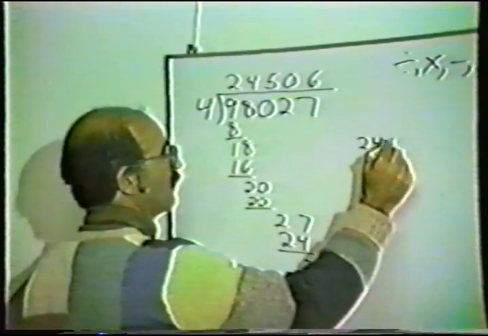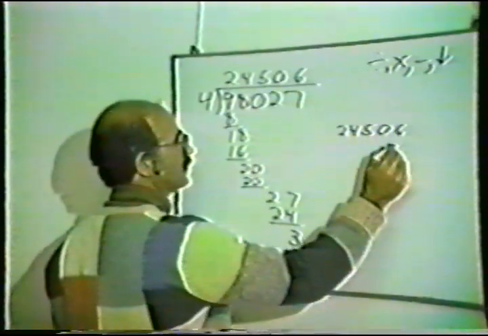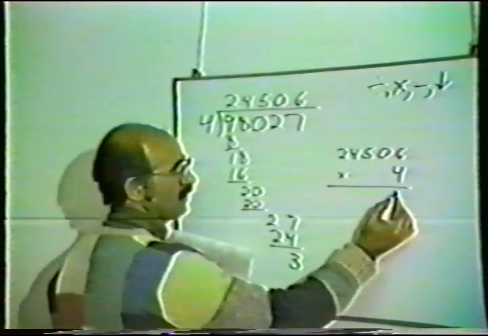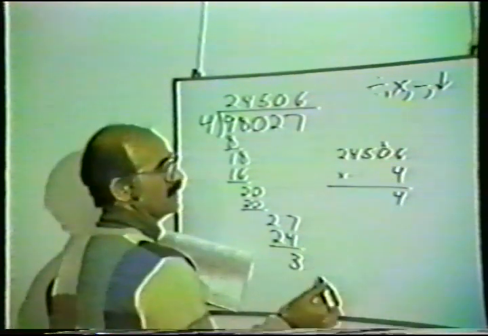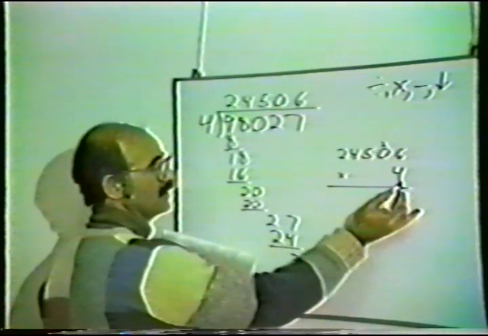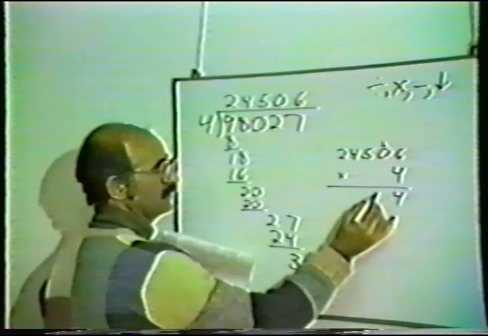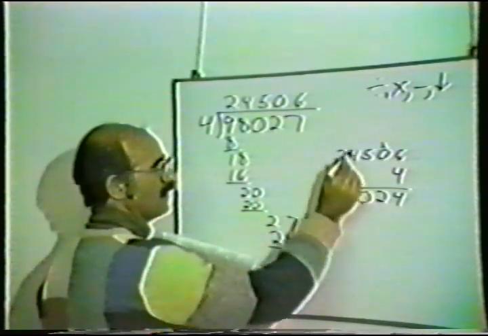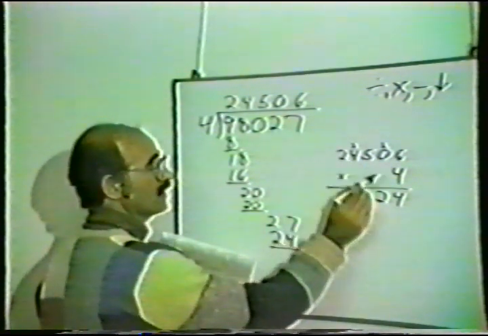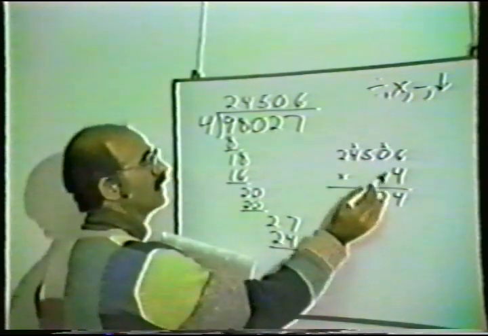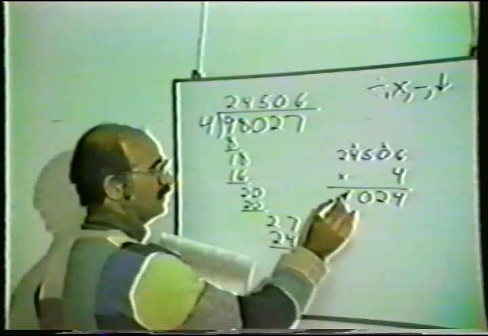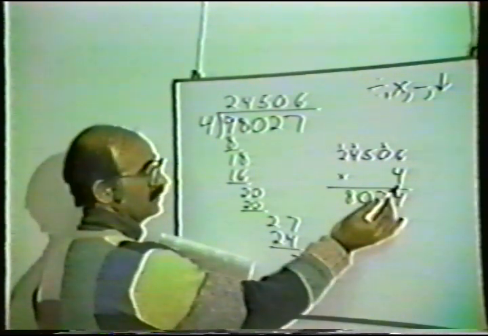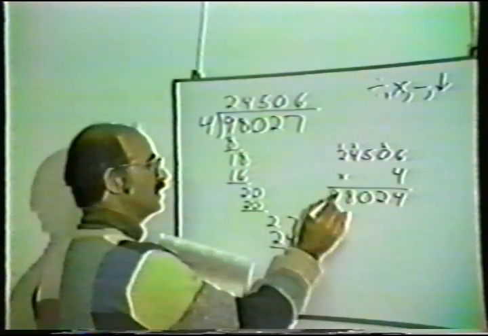2, 4, 5, 0, 6 times 4. 6 times 4 is 24. Put down the 4, carry the 2. 0 times 4 is 0, plus 2, 2. 5 times 4 is 20. Put down the 0, carry the 2. 4 times 4 is 16, plus the 2, 18. Put down the 8, carry the 1. 2 times 4 is 8, plus the 1, 9.